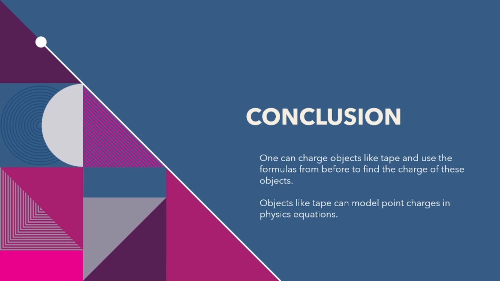So objects can be charged like tape, and we use the formulas in our GlowScript and in the principles slide of this presentation to find the charge of the objects. And then objects like tape can model point charges in physics equations. Anything can probably serve as a point charge if you decide to grossly oversimplify a system. But for this one, we use tape, which allows us to estimate how those micro interactions are working, which is cool to do. Okay, that's all. Thank you.